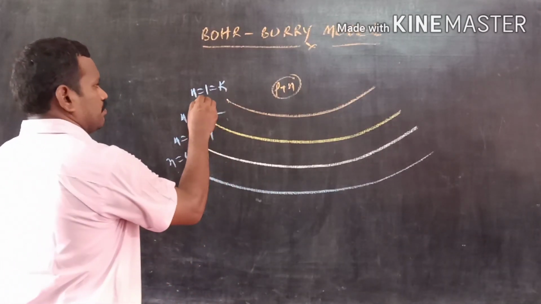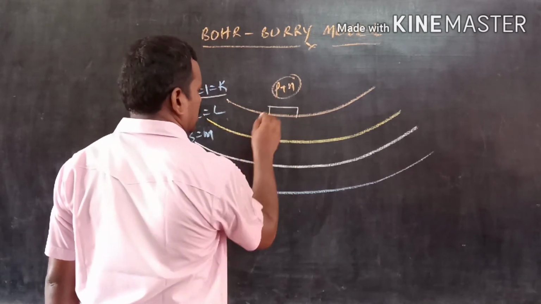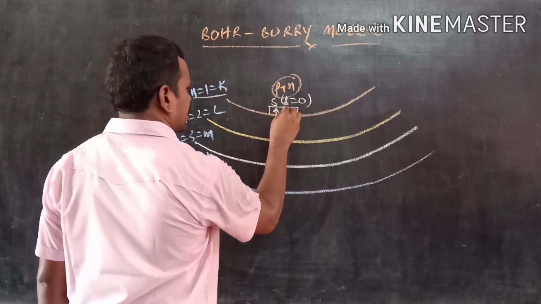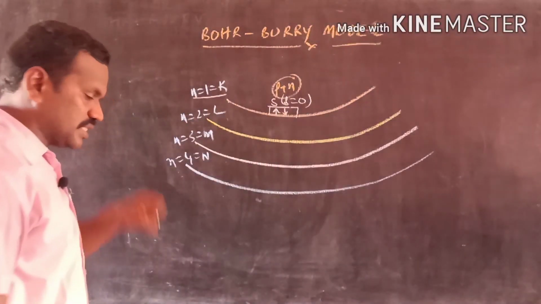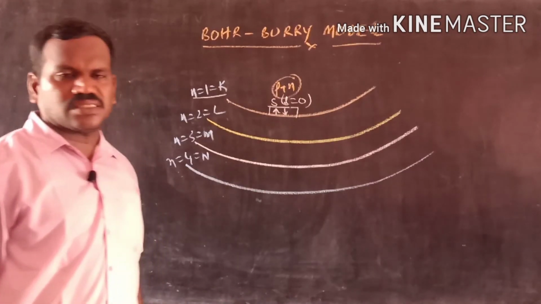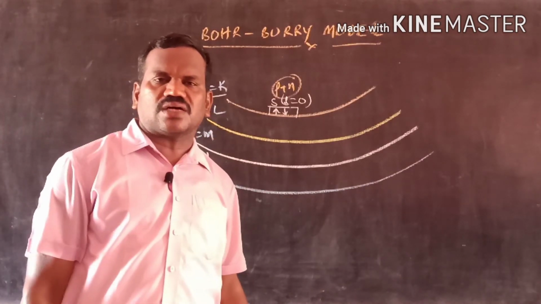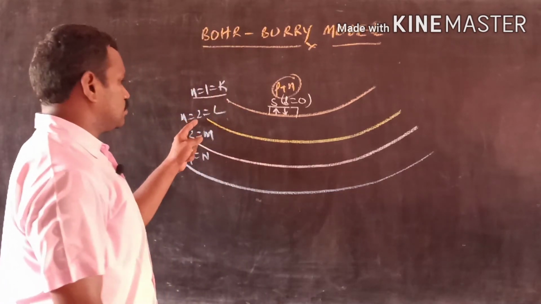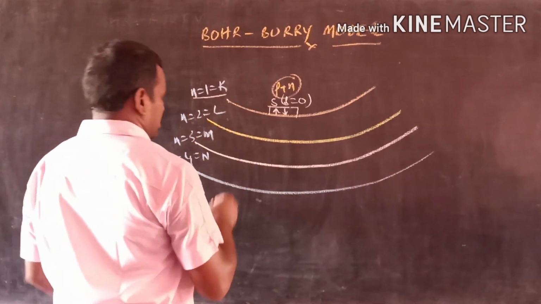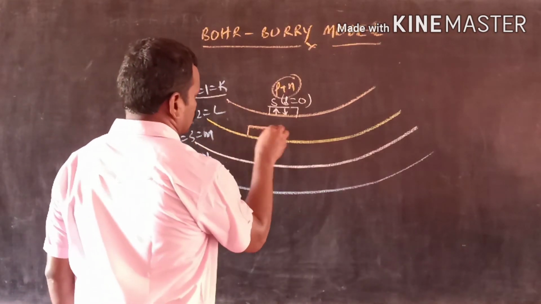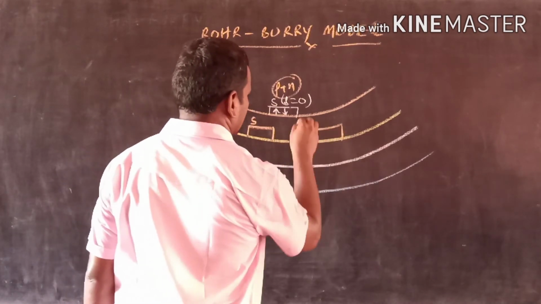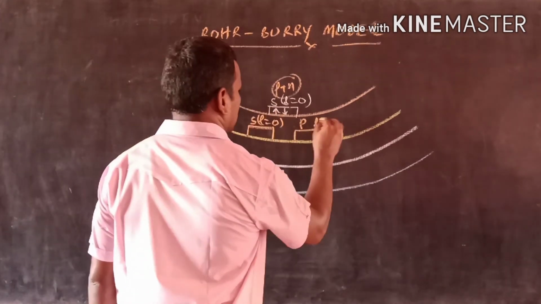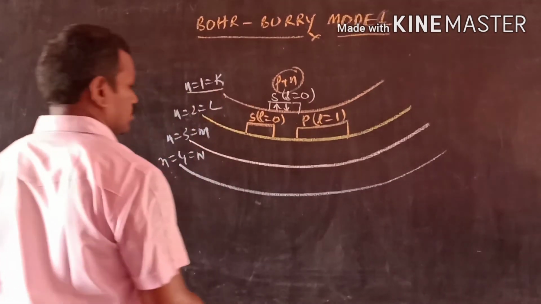Main level 1 has 1 sublevel, represented by letter S, whose L value is 0. It accommodates 2 electrons. One electron is in the upward direction, another electron is in the downward direction, that is in the clockwise direction as well as in the anti-clockwise direction. Now come to the main level 2, divided into 2 sublevels. Those sublevels are S and P. Sublevel S has L value 0, and sublevel P has L value 1.